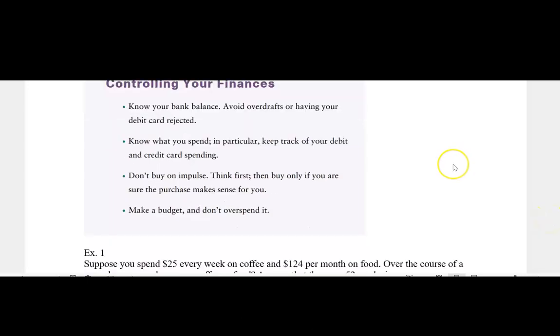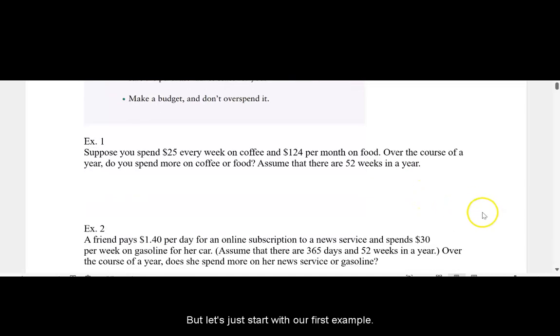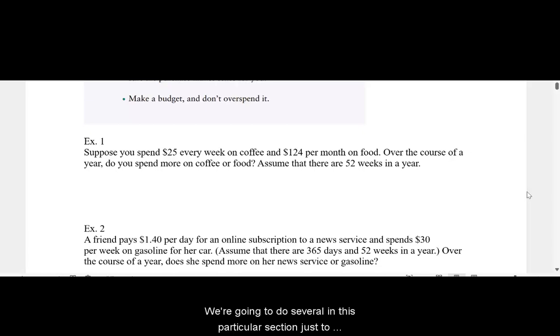Hello, everyone. For this section, we're not actually working with any particular formulas, but we're just going to be doing several problems where we're looking at spending or costs. Each problem will have different ways to do them. But let's just start with our first example. We're going to do several in this section just to help prepare you.